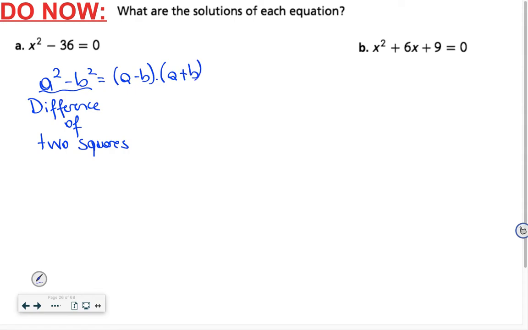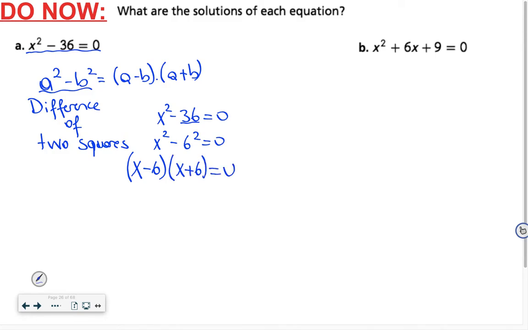We are going to use this idea to factorize this expression: x squared minus 36 is equal to 0. You can write the 36 as 6 squared. Now this is also a difference of two squares, which means you can write it in factored form as x minus 6 times x plus 6, which is equal to 0.